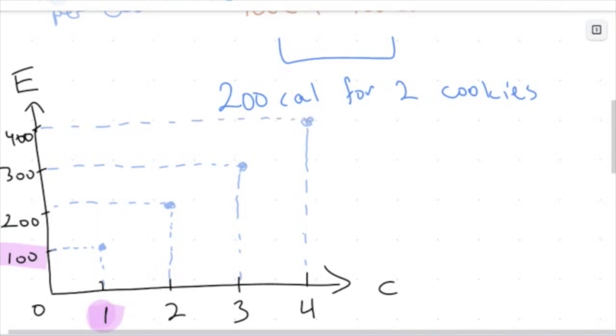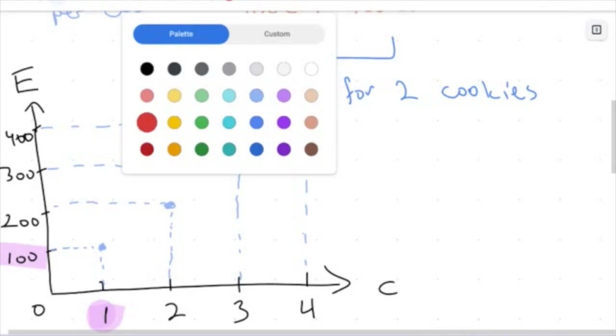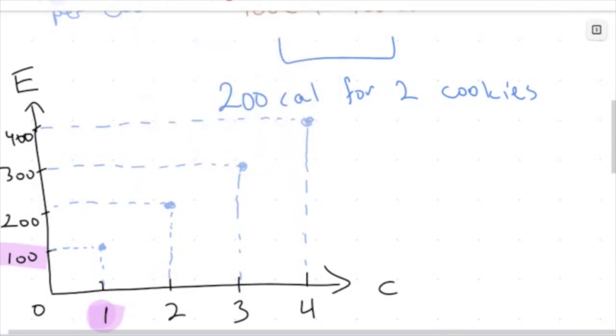Now, if I drew a line through this, it's not going to be perfect, but I get what we call a linear relationship. And it's important to note as well that when I've had 0 cookies, how many calories have I taken in? Well, I've taken in 0. So we're starting at the point (0, 0).